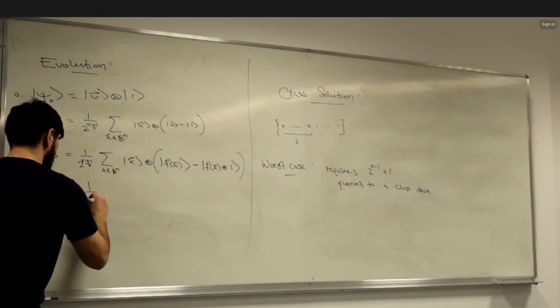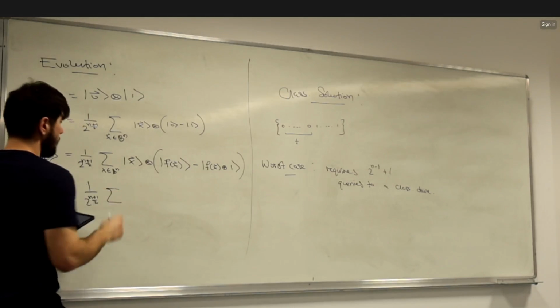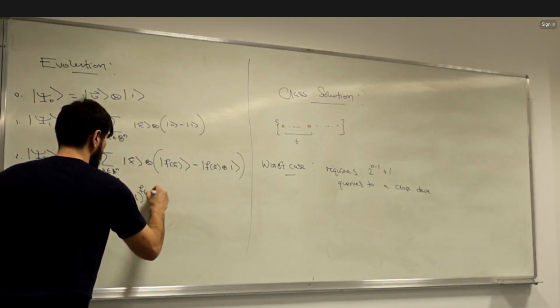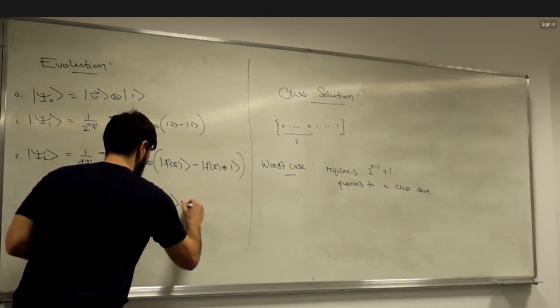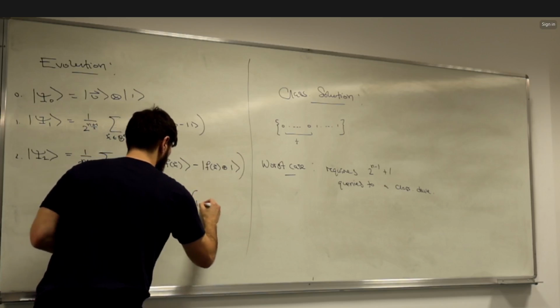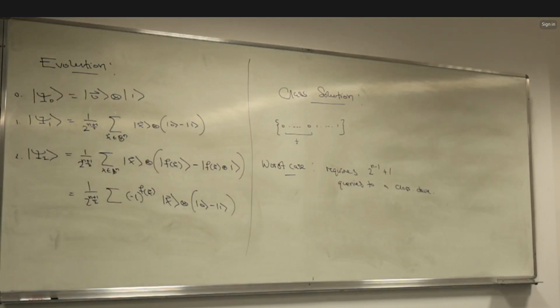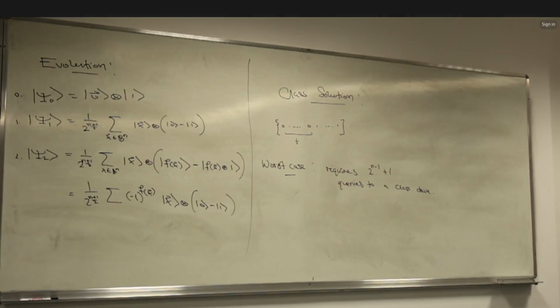So I have 1 over 2 to the n plus 1 over 2, sum negative 1 to the f of x, tensor 0. And probably I can just start writing this as minus from now on, because nothing else will happen to this right-hand side.